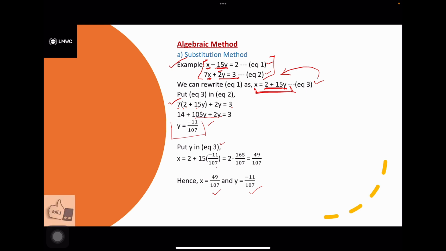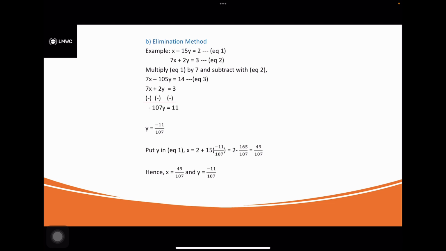The second method is the elimination method. As the name says, we are going to eliminate one of the variables from the pair of given linear equations. Here I have taken the same example as the previous one, and again we name the equations as equation number 1 and 2. Before, we were doing substitutions, where from equation number 1 we derived the value of x.